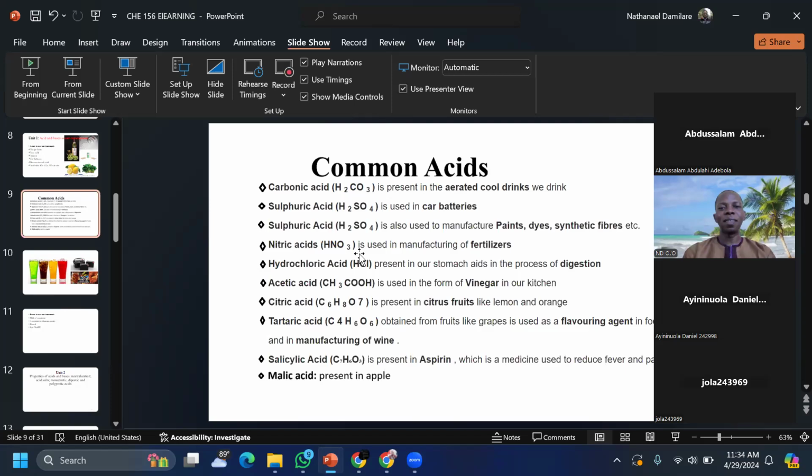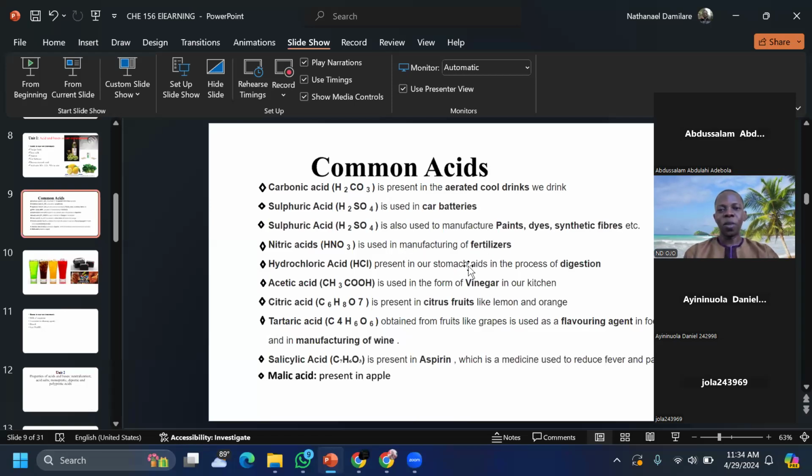That's an acid. And that same acid can be used to make some synthetic fibers, some dyes, some paints, and so many other things that industries use the acid to do. Nitric acid, which is HNO3, that's trioxonitrate(V) acid, is another acid that is used to make fertilizers. So all these inorganic, these synthetic fertilizers.